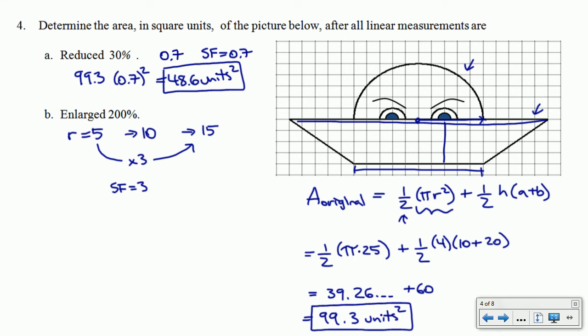And the area will scale by 3 squared. So if we take our original area and multiply it by 3 squared, we get a new area of 893.4.